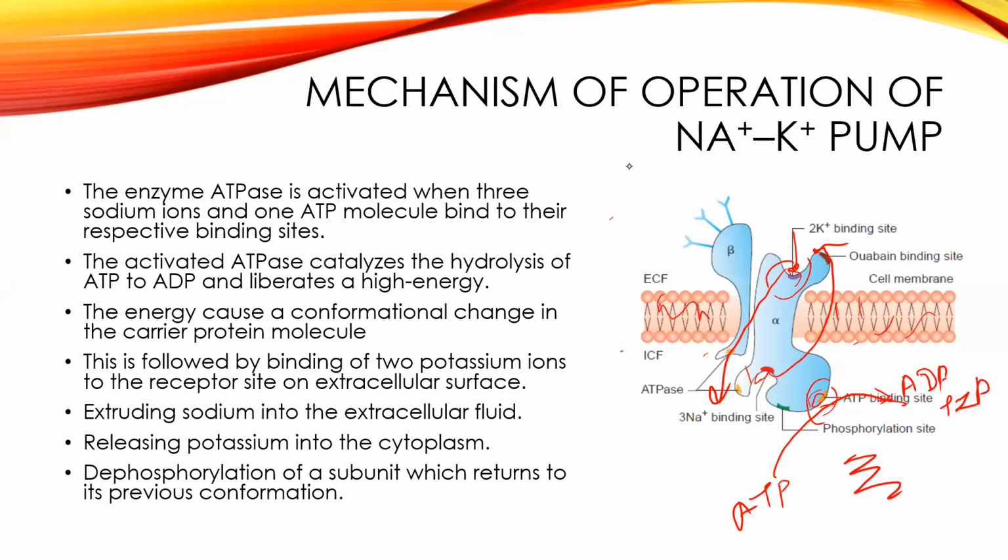So I am opening the chat box. If you want, please ask. You can ask me questions. Ouabain is a chemical which can block this pump. Dephosphorylation means it removes one phosphate molecule from the compound. That's why we call it dephosphorylation. ATPase is the enzyme that splits ATP.